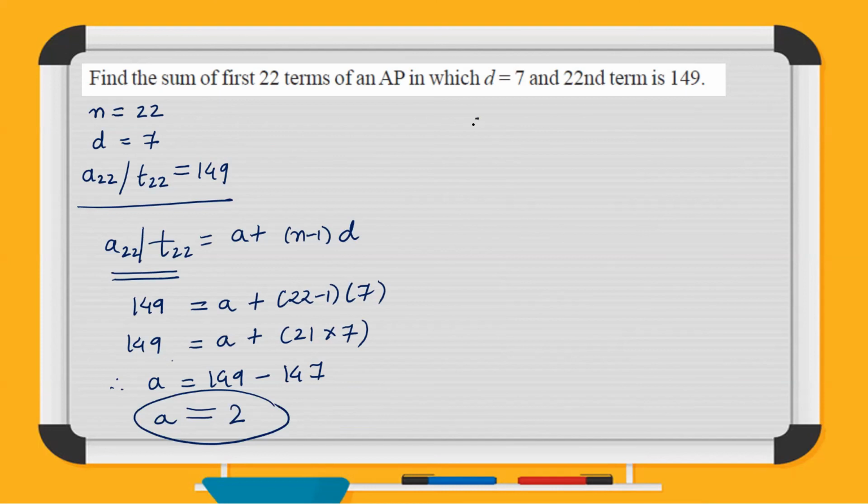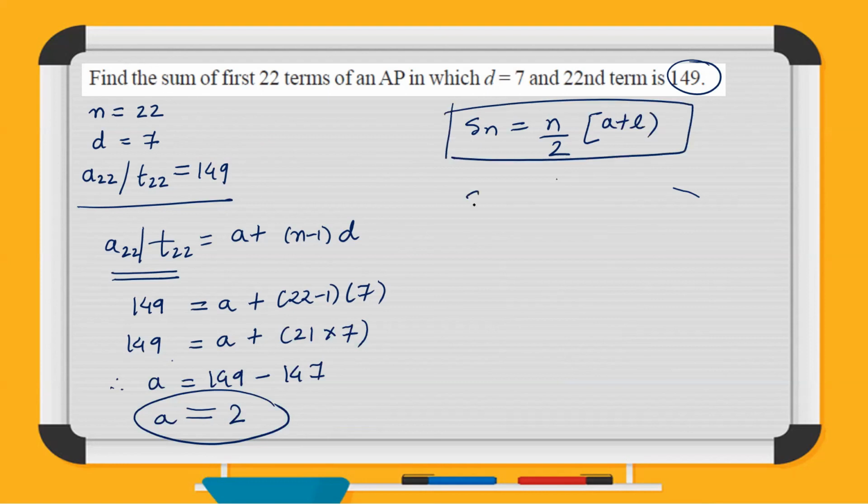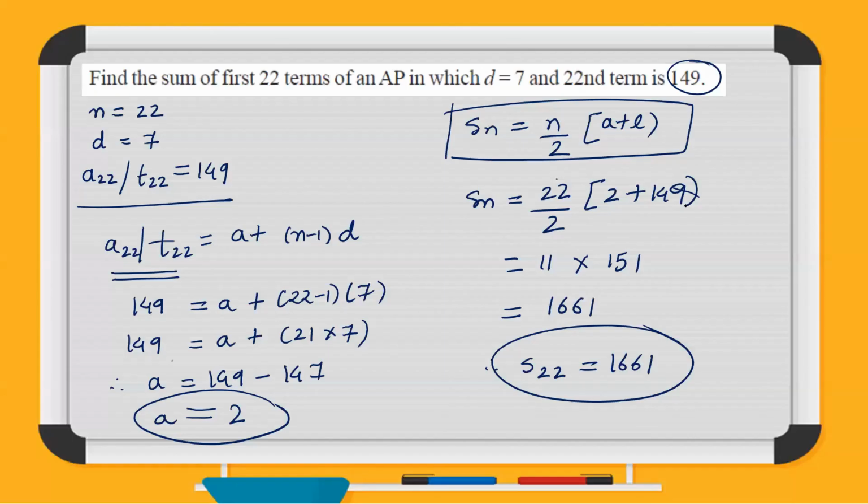So now just simply put in the formula for Sn. Sn is equal to n by 2 in bracket, first 22 terms. That means 149 would be the last term, right? So a plus l, simply give it a box. Sn is equal to 22 by 2 in bracket 2 plus 149. Solving this, we get the sum of first 22 terms is equal to 1661.